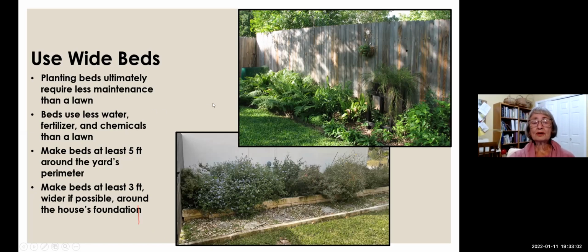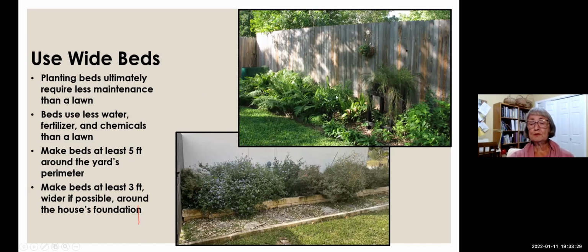But your beds are going to use less water, fertilizer, chemicals, everything than a lawn, because mainly you're going to need compost and mulch. Once you've established a lot of these things, you don't have to water if they're natives. They know how to live on what we get from the rain. So recommendation is around the perimeter of your yard, try for 5-foot beds.